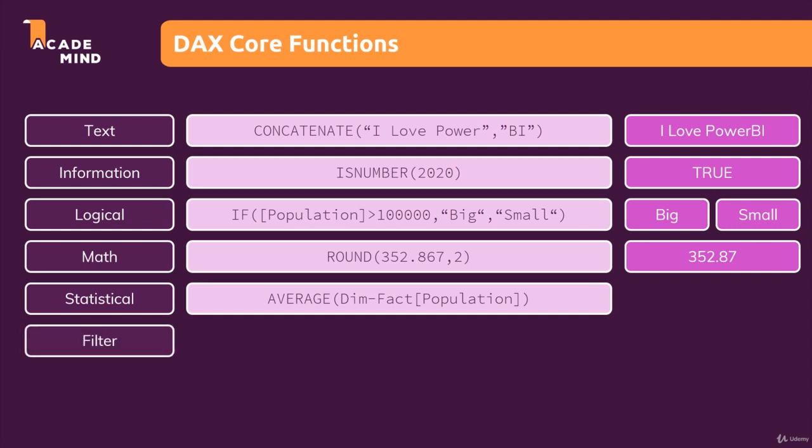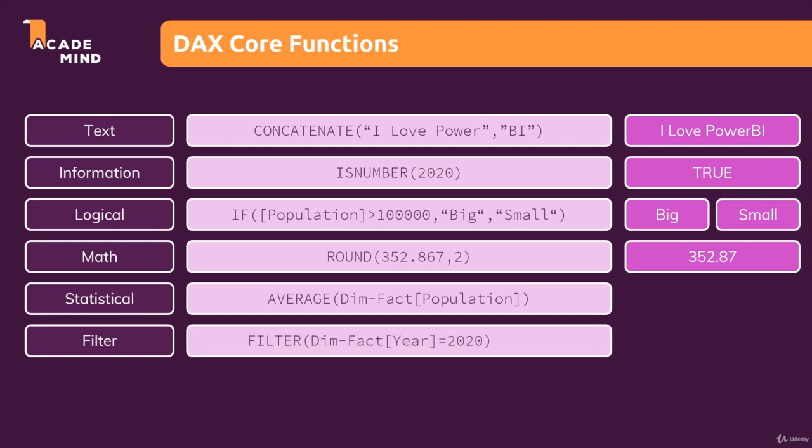In addition to that, we also have filter functions. We saw the filter already in the query editor actually. We had the user interface, which allowed us to set the filter to filter for different years, for example. This can also be done in the DAX language, of course. Here, for example, with the filter function, we would say that in the dim fact table, in the year column, I only want to have the values if the year is equal to 2020.